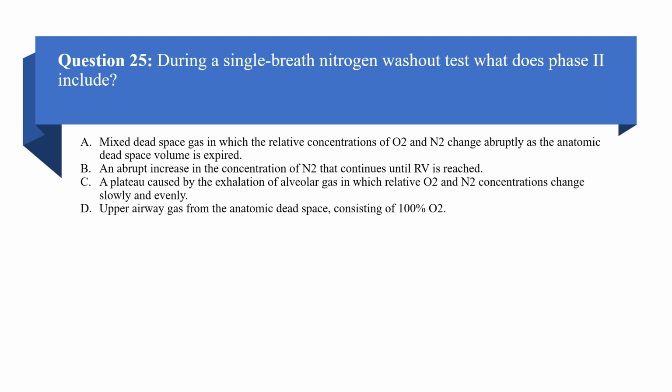A, mixed dead space gas in which the relative concentration of oxygen and nitrogen change abruptly as the anatomic dead space volume is exhaled or expired. B, an abrupt increase in the nitrogen concentration that continues until RV, or residual volume, is reached. And again, residual volume is what remains in the lungs after full exhalation. C, a plateau caused by the exhalation of alveolar gas in which relative O2, or oxygen, and nitrogen concentrations change slowly and evenly. And the last choice, D, upper airway gas from the anatomic dead space consisting of 100% oxygen.